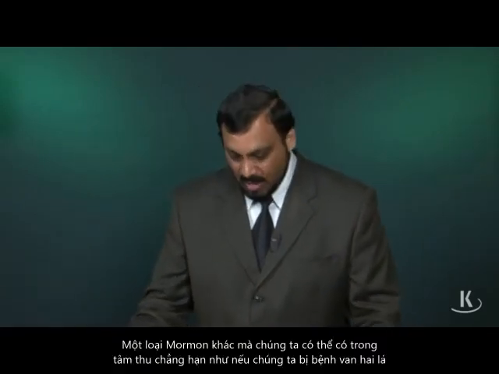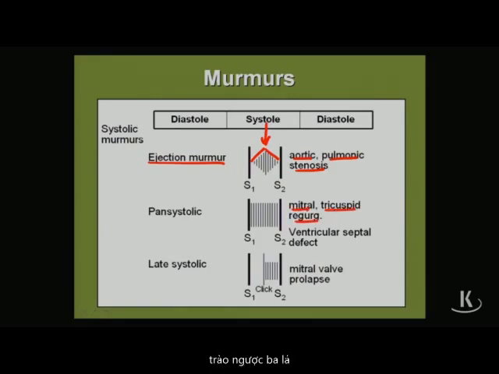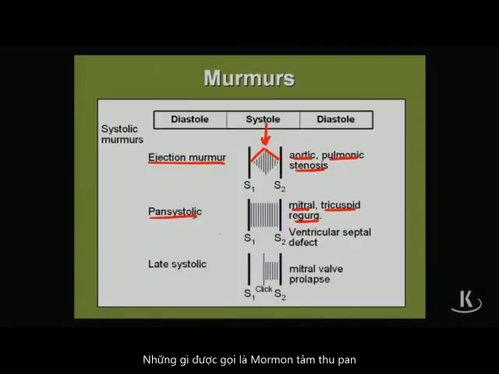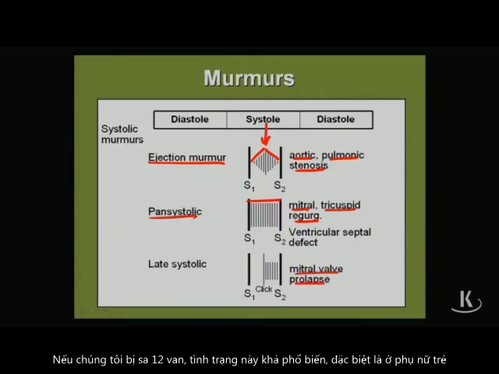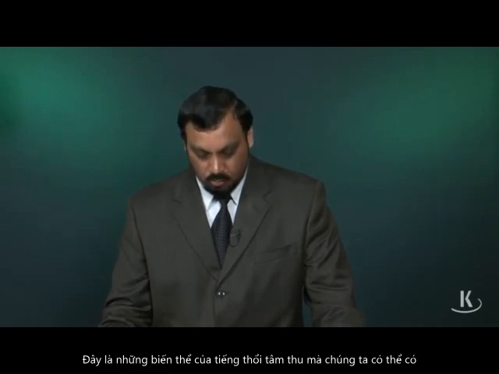Another kind of murmur we can have in systole, for example, if we have mitral or tricuspid regurgitation, can also give us a systolic murmur. What kind of murmur will we have? Throughout systole, we will have what is referred to as a pan-systolic murmur. Notice the evenness in the intensity of the murmur. And finally, in late systole, if we have mitral valve prolapse, which is rather common, especially in young women, we can have what is called a late systolic click. These are the variations of a systolic murmur that we can have.